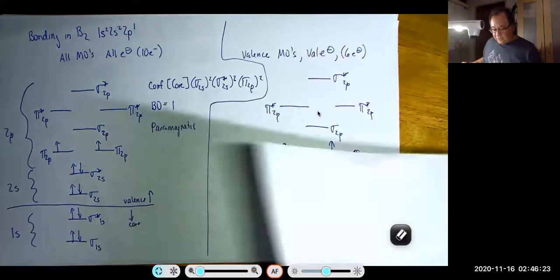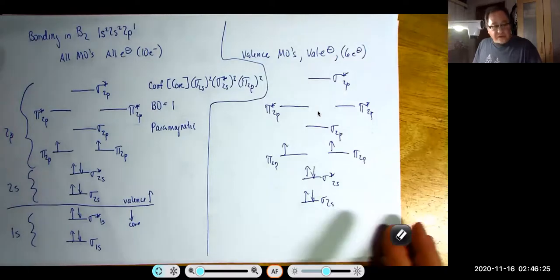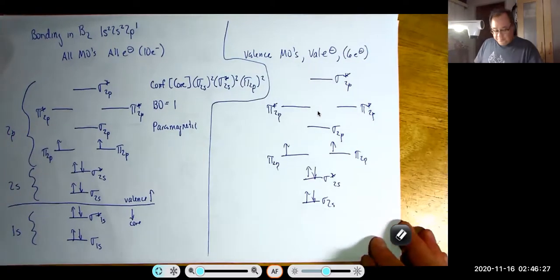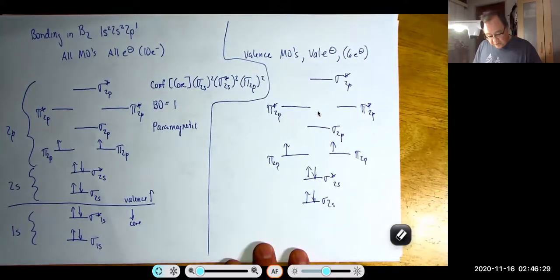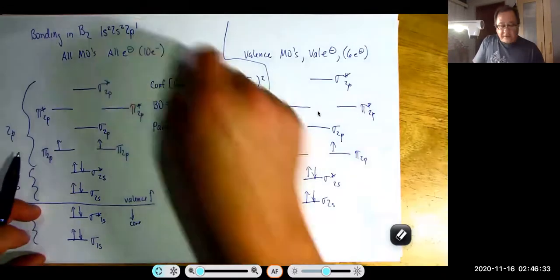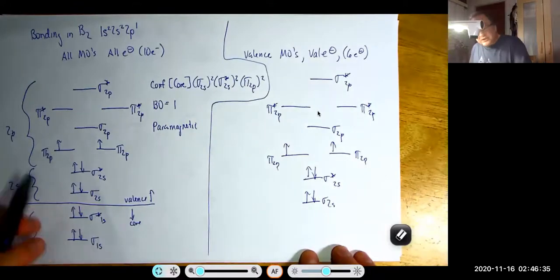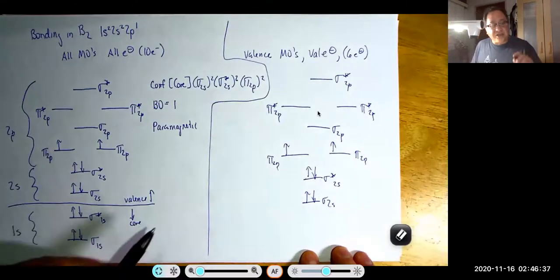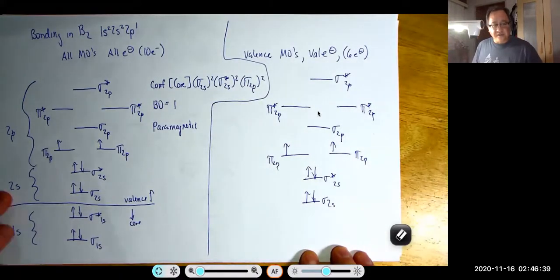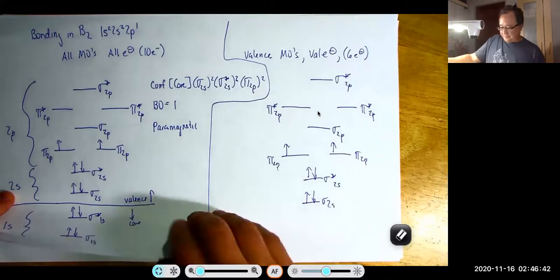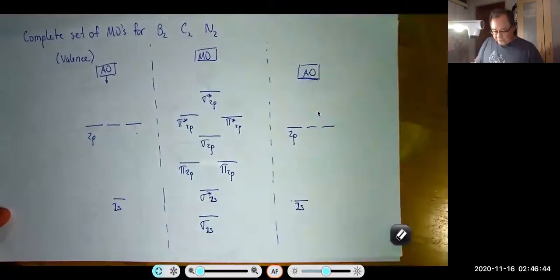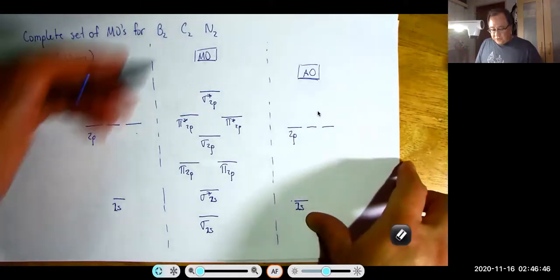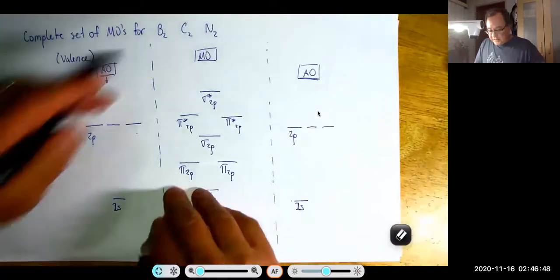So you want to be careful when you're taking the quiz or taking the test. You want to make sure that you're using all of the MOs and counting all of the electrons, or you're using just the valence MOs and just the valence electrons. Keep that in mind. All right, so these are the MOs for B2, C2, and N2.